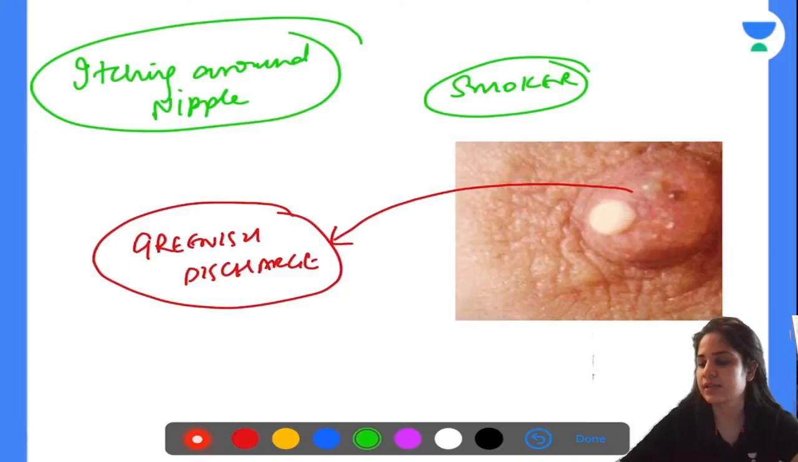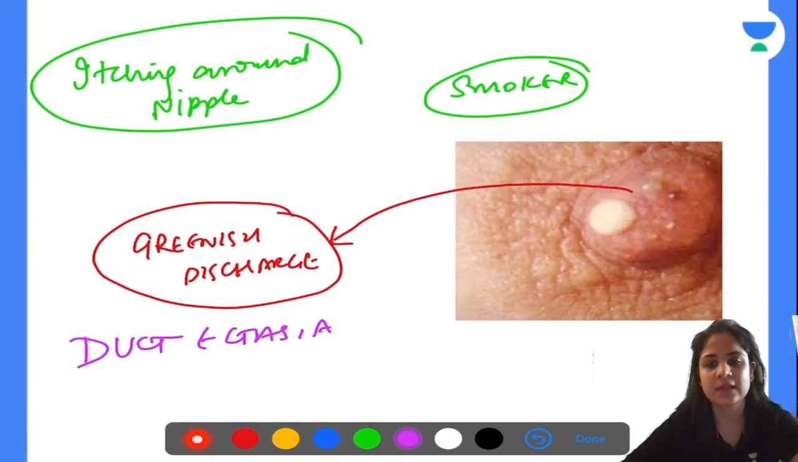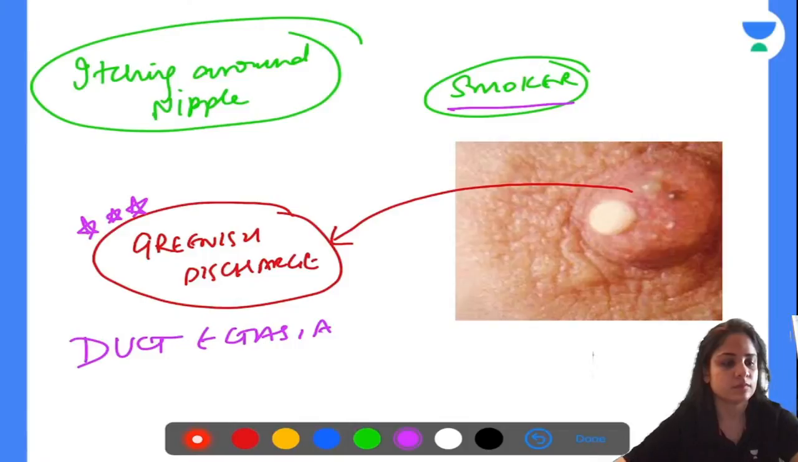Okay, duct ectasia. All right, so how will you identify duct ectasia? This is one of the most important features, the greenish discharge from the nipple, that will help you identify it. The second thing, the fact that she is a smoker, will help you identify it too. Now tell me, what is the treatment for duct ectasia? What will your treatment be? What is the surgical treatment of duct ectasia?